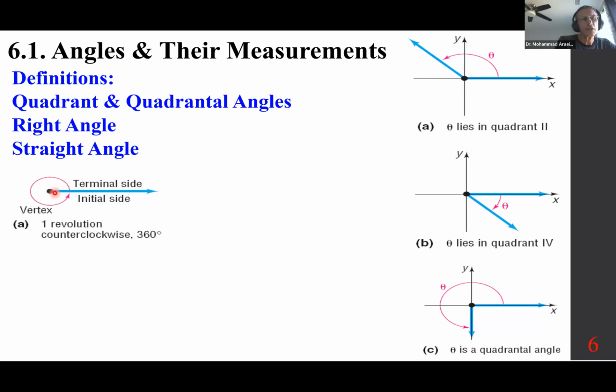Here's the vertex. If the terminal side and the initial side are on top of each other, we have a complete revolution, which corresponds to 360 degrees or 2 pi radians. A complete revolution, 360 degrees or 2 pi radians.